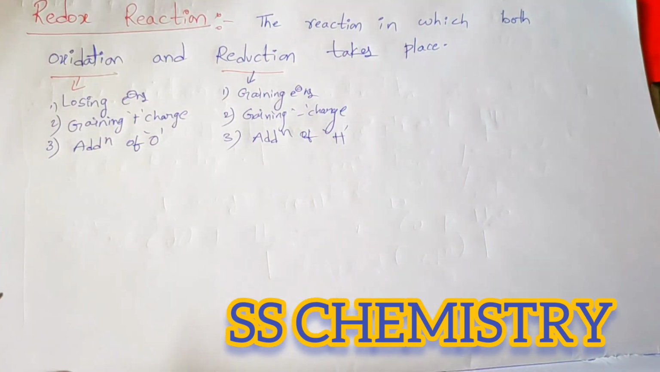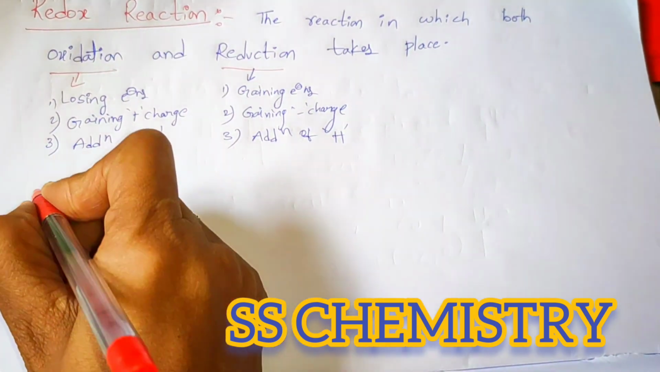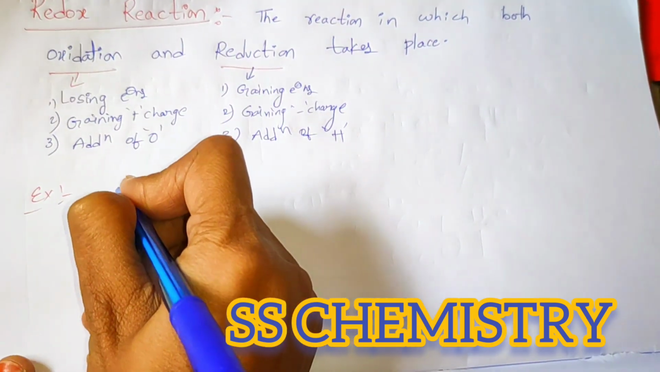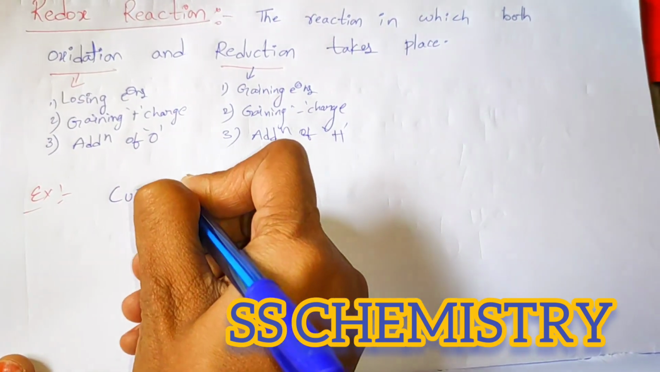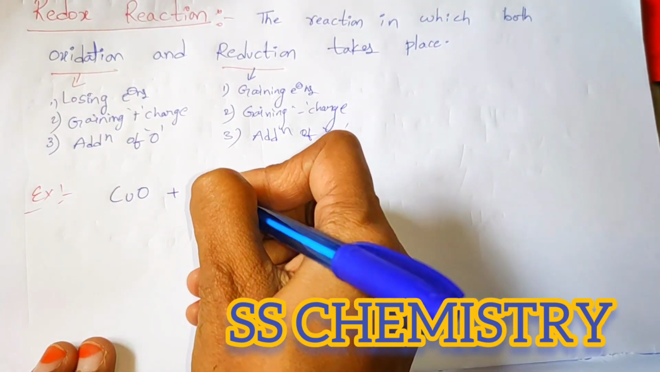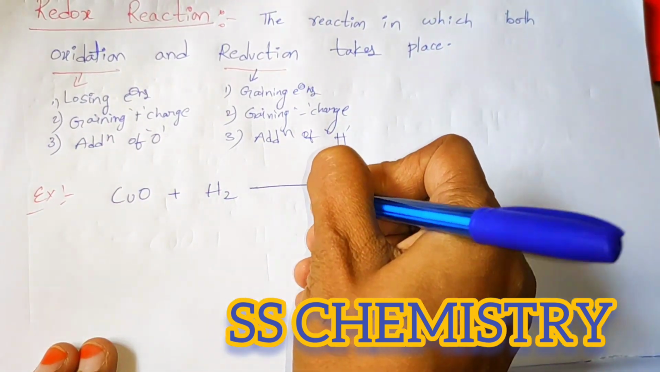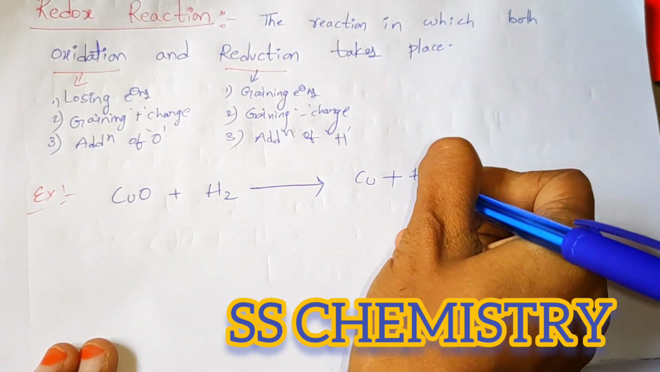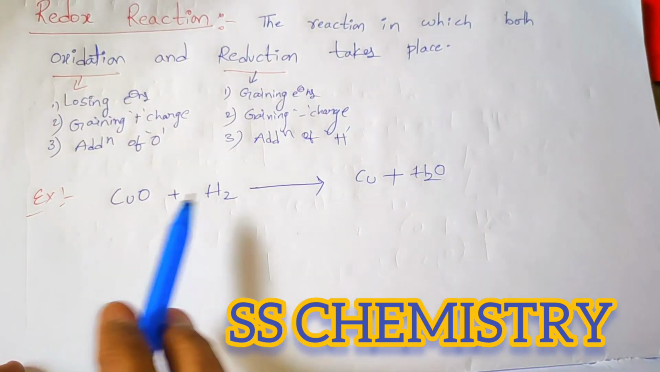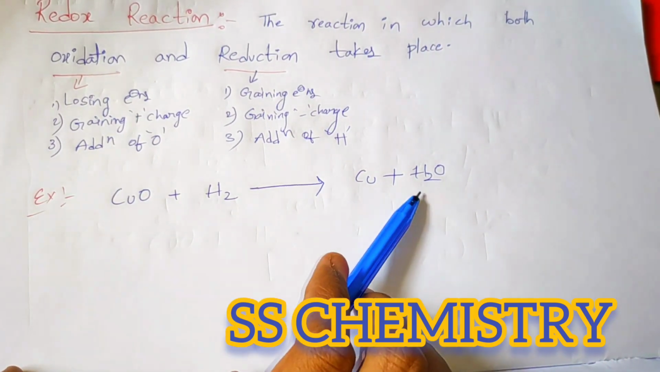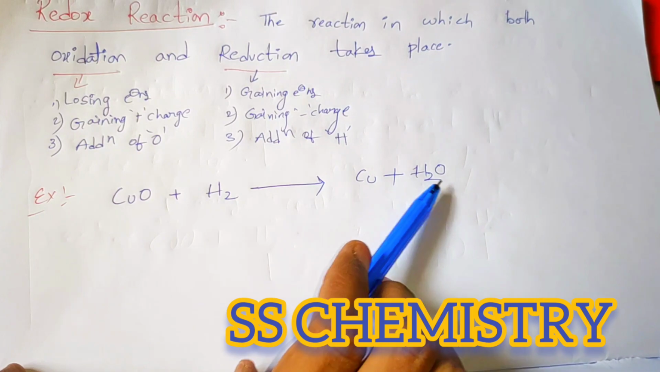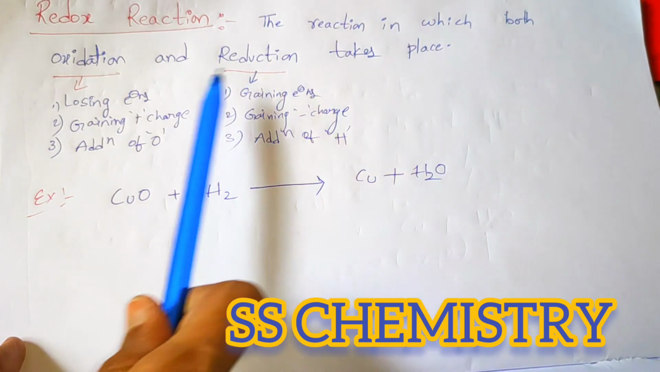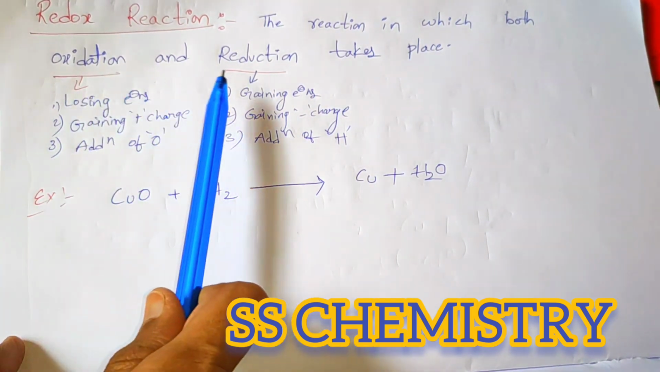Now let us discuss an example. Copper oxide is reacting with hydrogen molecule and it gives copper and water molecule. Look here, children: one copper balanced, two hydrogens balanced, one oxygen. This is the balanced equation. But what does it say should happen in a redox reaction? Oxidation as well as reduction.